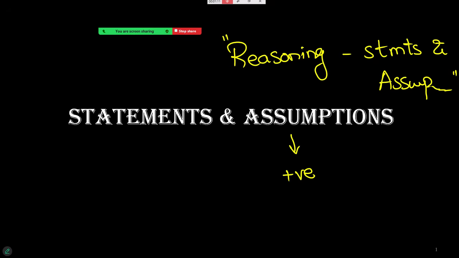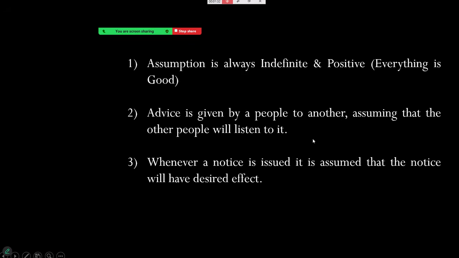I repeat, they'll give a statement. A statement is given by maybe a government, or maybe an officer, or maybe a person. While giving that statement, what he is assuming, on the positive side, all positive. You have to think positive, be positive. We have to see all this on the positive side. Now, as mentioned, assumption is always positive. Everything is good. You are good, I am good, everybody is good.